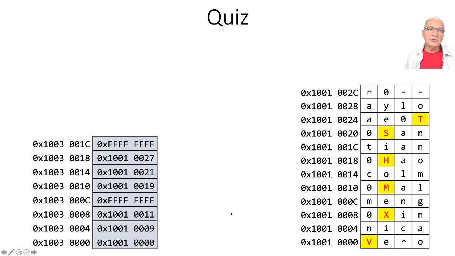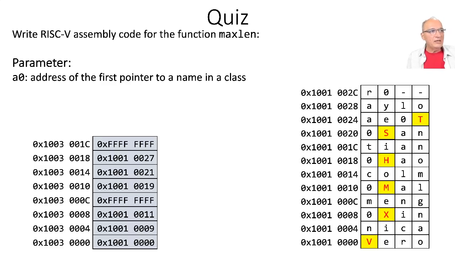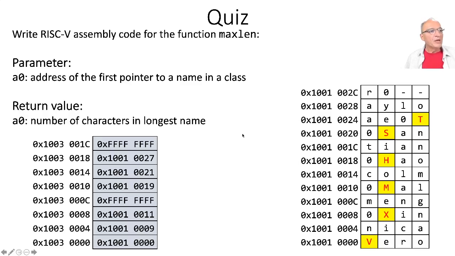So here's a quiz that we could have in an assessment in 2 to 9. I could ask you to write RISC-V assembly code for the function maxlen. What the function maxlen does is take as a parameter the address of the first pointer to a name in a class. So for example, this function could take this address here, or this address here, depending on which session of the class I wanted to obtain the max length for. And the return value will be the number of characters in the longest student name in that session.